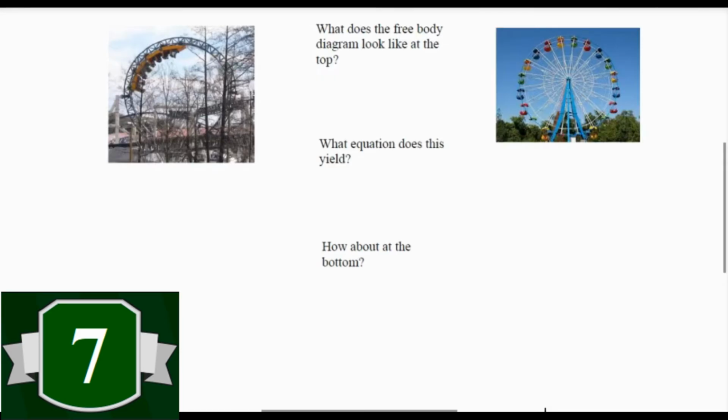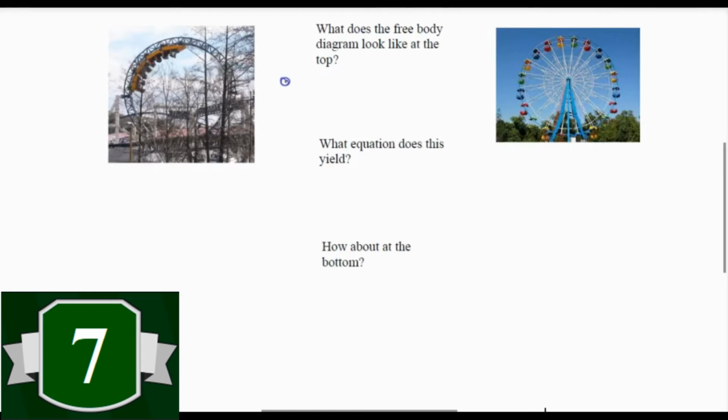Here I'd like to contrast a roller coaster doing a loop-the-loop versus a Ferris wheel. They're pretty similar, but they're not exactly the same. The reason why is because the direction of the normal force flips when you're in the roller coaster, but it doesn't on the Ferris wheel. So let's take a look.